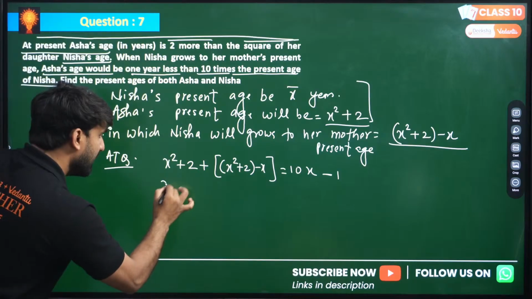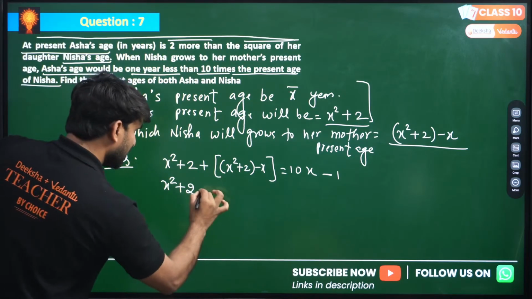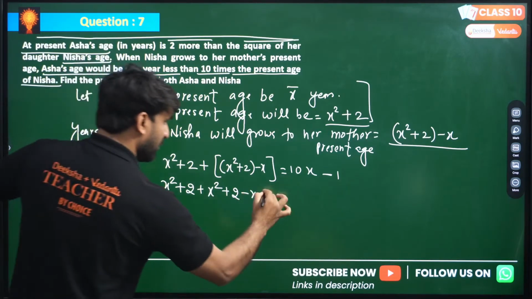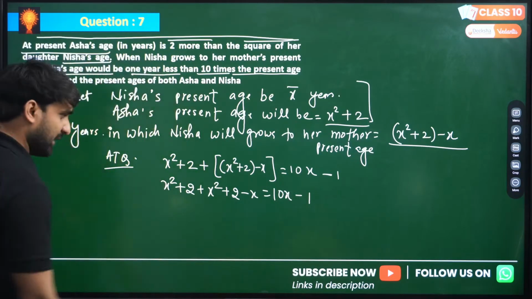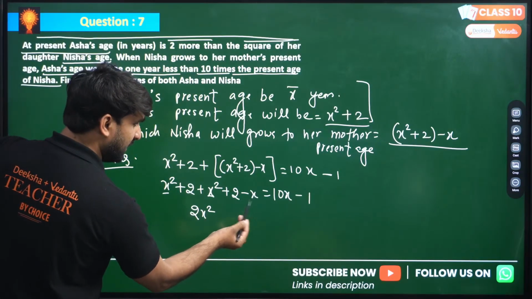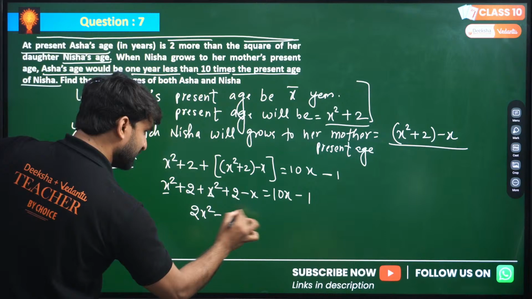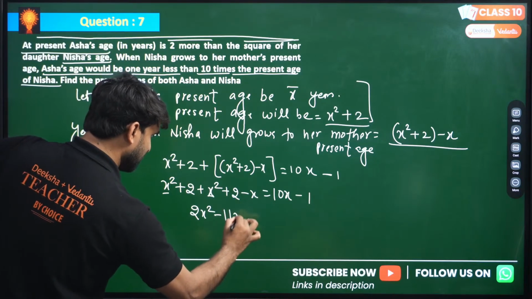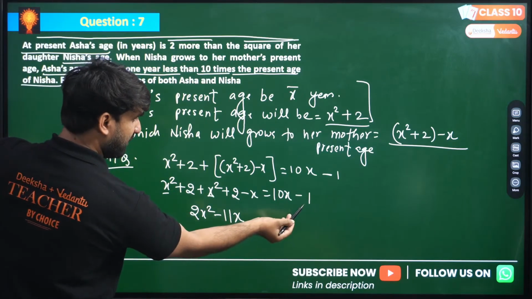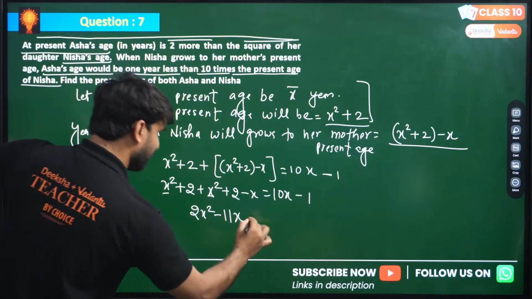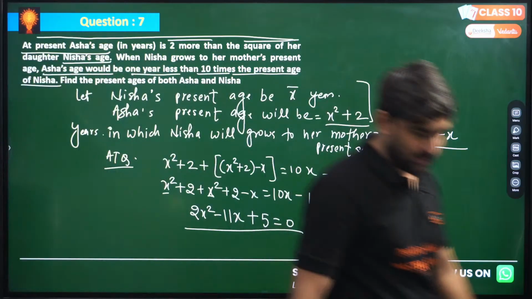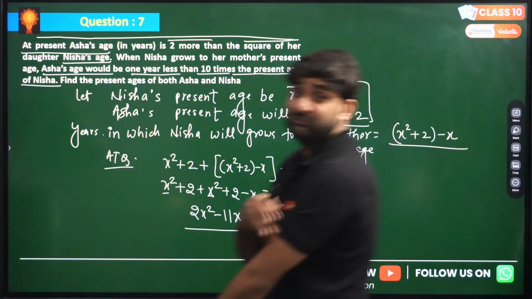Now we can solve this. x square plus 2 plus x square plus 2 minus x equals 10x minus 1. x square plus x square will be 2x square, and minus x is already here, so we can bring the 10x to this side, so minus 11x. Is it clear? And 2 plus 2 is 4, and bringing the minus 1 this side, 4 plus 1 will be 5. This is the quadratic equation: 2x square minus 11x plus 5 equals 0.